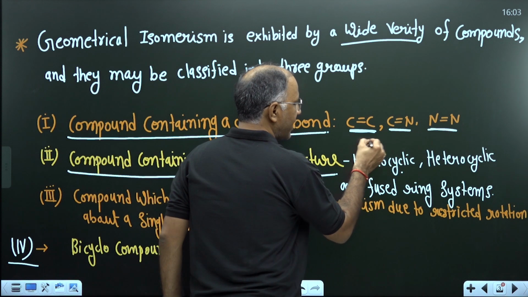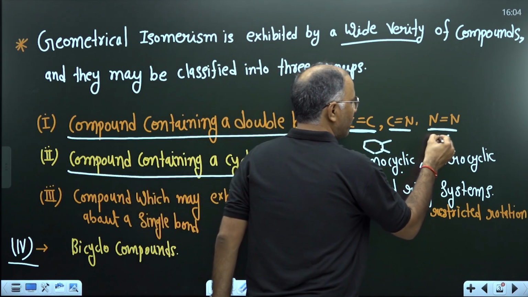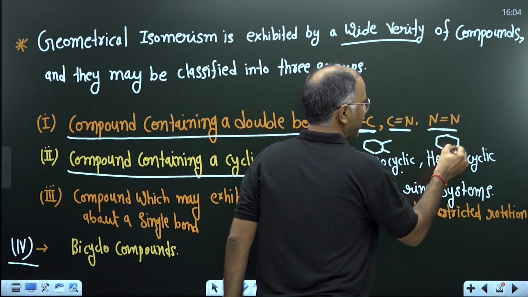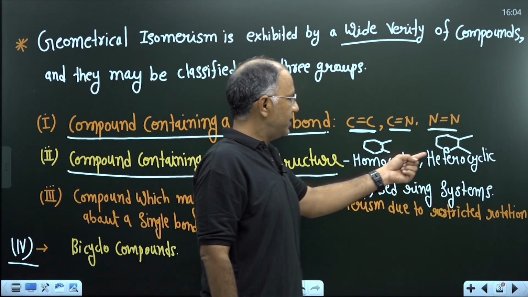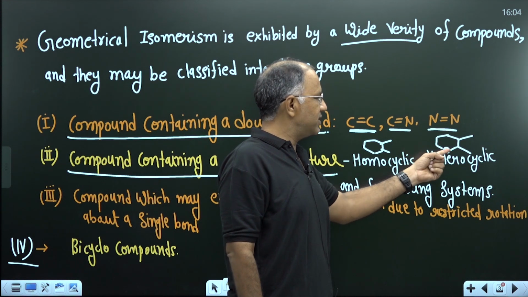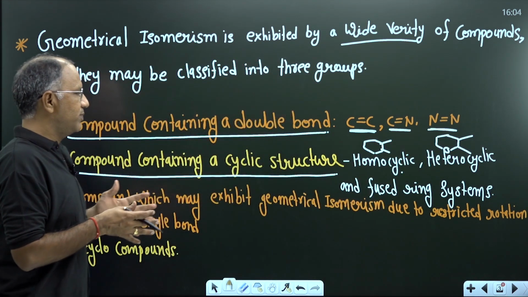There may be a homocyclic ring, just like this. There may be a heterocyclic ring. Hetero means the ring consists of atoms other than carbon. This is a heterocyclic ring because carbon is replaced by oxygen. So a cyclic structure must be there.